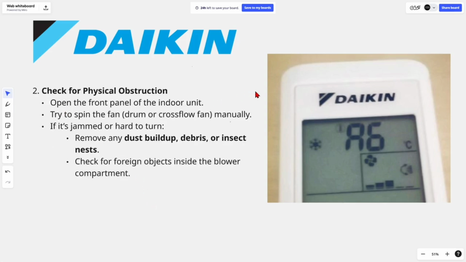Step 2, check for physical obstruction. Open the front panel of the indoor unit, try to spin the fan, drum or crossflow fan manually. If it's jammed or hard to turn, remove any dust buildup, debris or insect nests. Check for foreign objects inside the blower compartment.